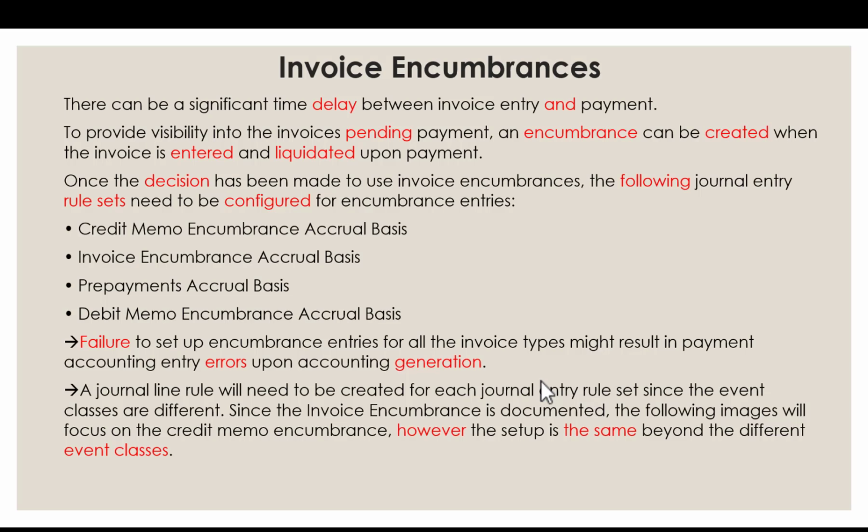A journal line rule will need to be created for each journal entry rule set since the event classes are different. Since the invoice encumbrance is documented, the following images will focus on the credit memo, but the setup is the same, apart from the differences. Whatever you created for credit memo, you will do the same for invoice, for prepayment, for debit memo. Like before, whatever we configured for invoice, we did the same for credit memo. We just changed the event type from invoice to credit memo, from credit memo to prepayment, from prepayment to debit memo, and by the end we updated the subledger accounting method.